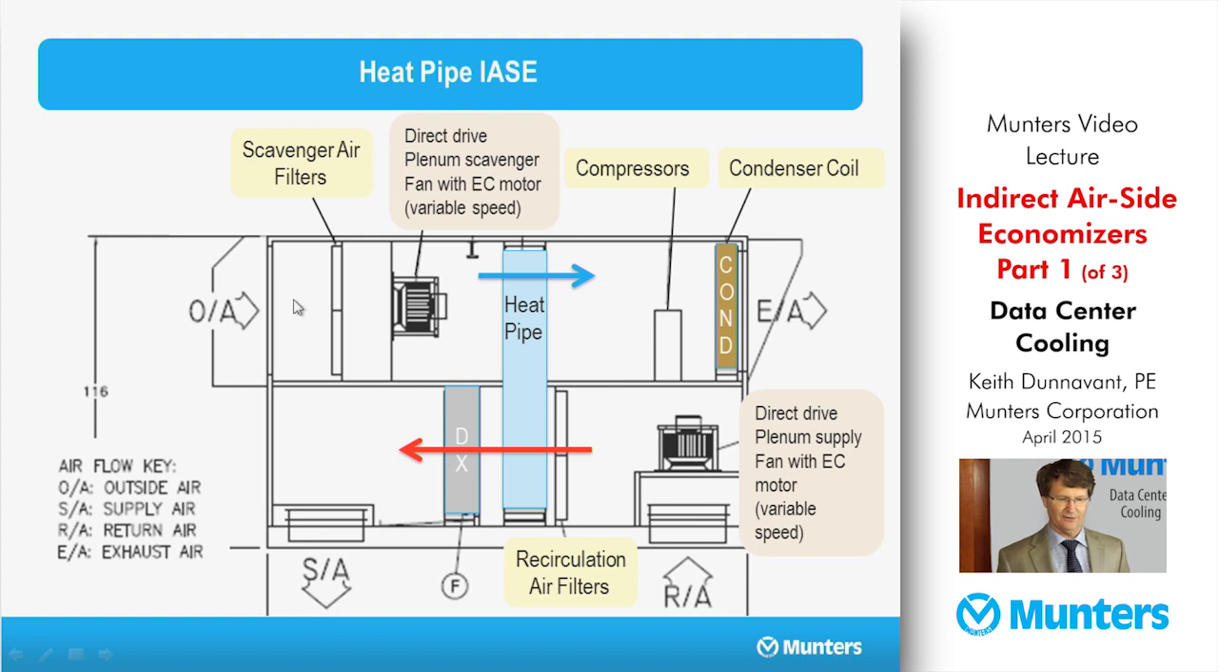And again, we're using outside air, MERV 8 type filtration, pushing that air through the heat pipe to extract the heat. And if we need to use DX, we have our compressors and condensers up here to do full DX cooling with this type approach.